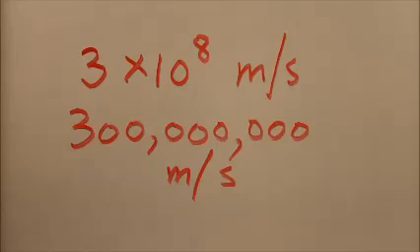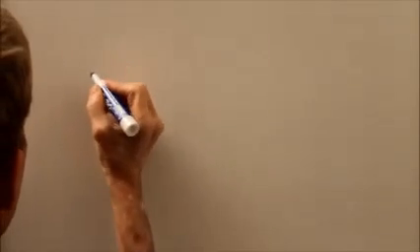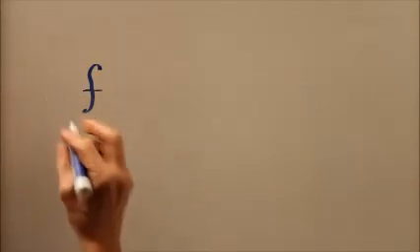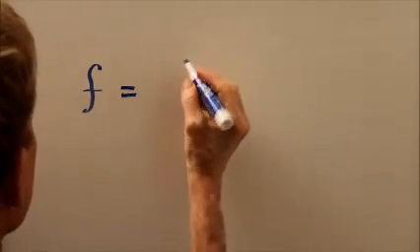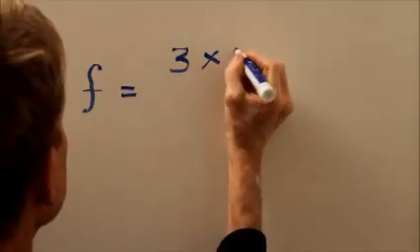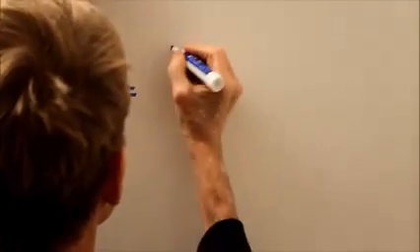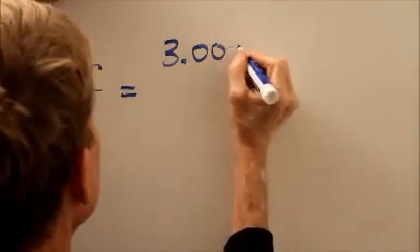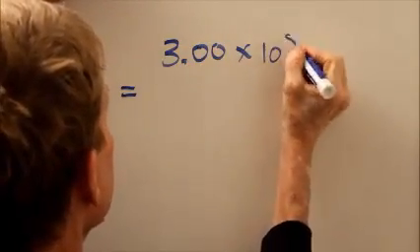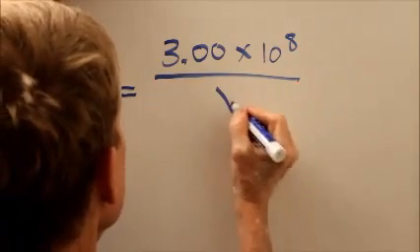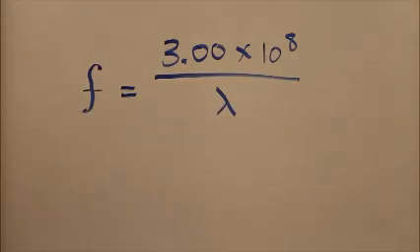Knowing that, and assuming that that remains constant, that's a pretty good assumption as long as we stay in free space, then the frequency in hertz equals 3 times 10 to the 8th. Actually, we can go to 2 significant digits. Let's do that. 3.00 times 10 to the 8th over the wavelength in meters.